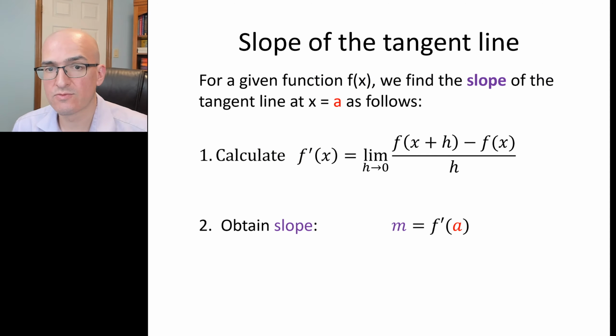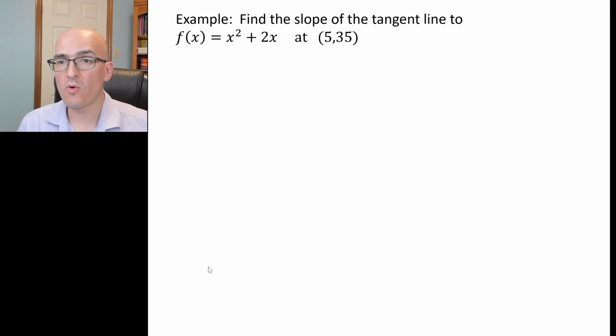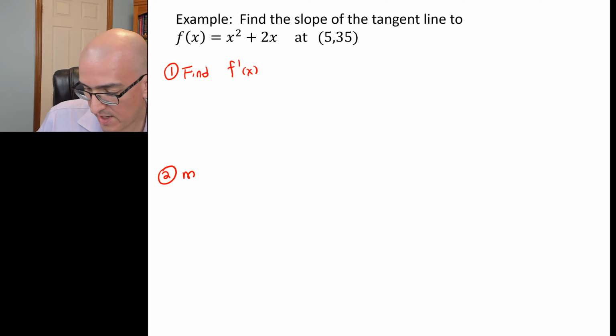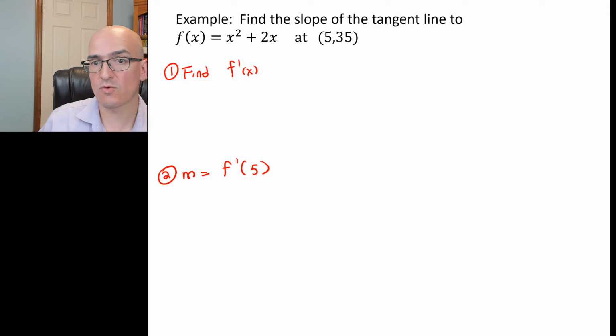This process is written out on this slide. So find the derivative according to the definition, the four-step process. Obtain the slope. So we'll look at a first example where the only thing the question is asking us to do is to find the slope of the tangent line and not the entire equation of a tangent line. So step one is find f prime of x. Step two is to say m is equal to f prime evaluated at 5, the x-coordinate of the point of interest.